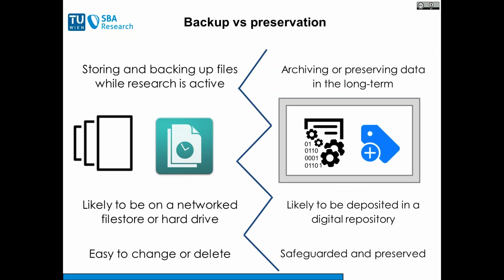Same applies for backups and preservation. If you're running your project, you want to have backups of your files. So you want to have a networked file store, cloud solution, whatever, because it's easy to change your data and delete, and you don't want to lose it. But once your project is somehow stable, you're providing outputs, your project is finishing, you're publishing a publication plus data, you want to use a dedicated repository for that purpose.